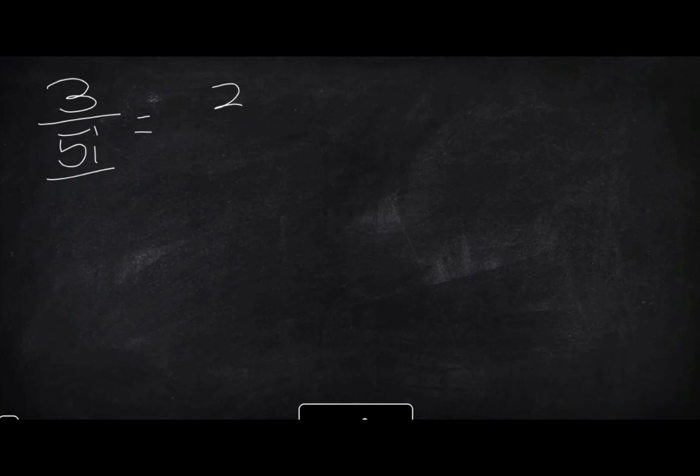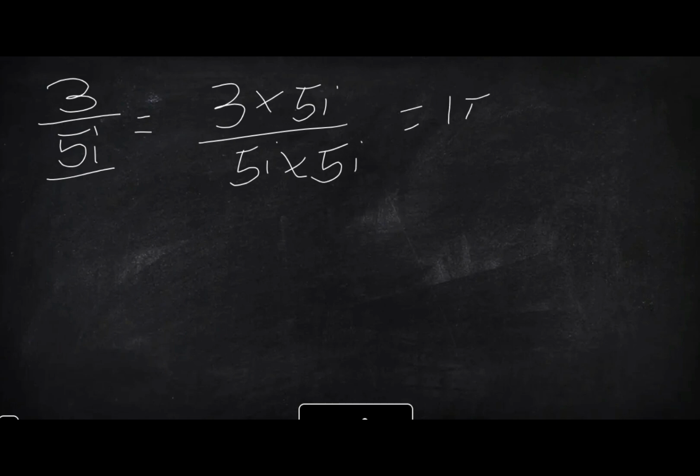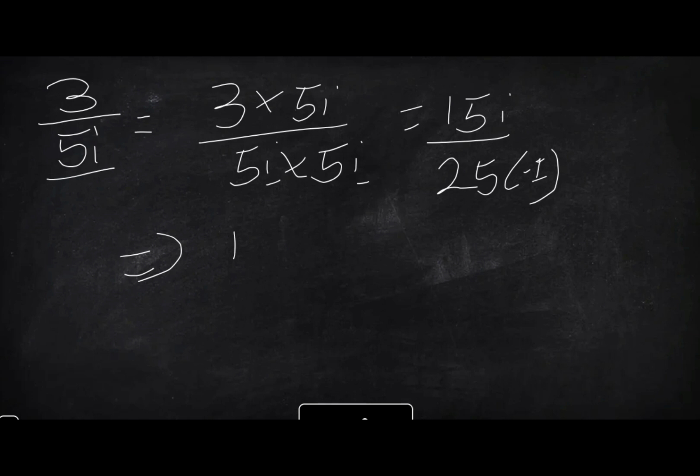So that becomes 3 times 5i over 5i times 5i. That gives 15i over 25 into bracket negative 1. We have the negative 1 because i times i is i squared, which is negative 1. Okay, so this gives 15i over negative 25, which is, so 5 goes into this 5 times and 5 goes into this 3 times.